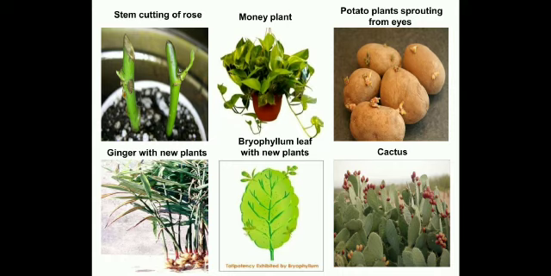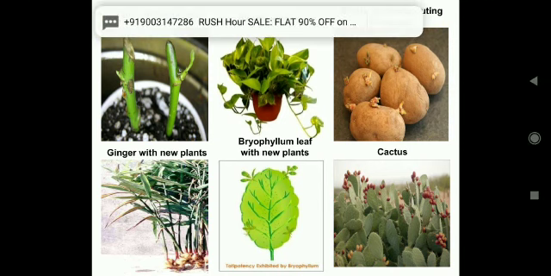Now you can see the bryophyllum. Bryophyllum leaf with new plants. You can see bryophyllum has buds on the leaves. When we cut a piece of this leaf along with that bud and sow it in the soil, we can get a new bryophyllum plant. Similarly, cactus. You can see in this figure, if we cut a piece of cactus and sow it in the soil, we can get a new cactus.